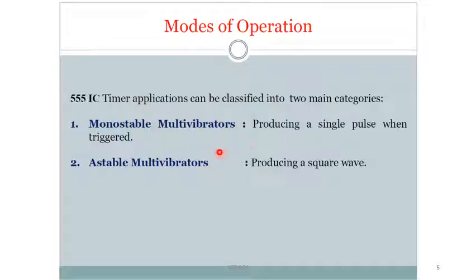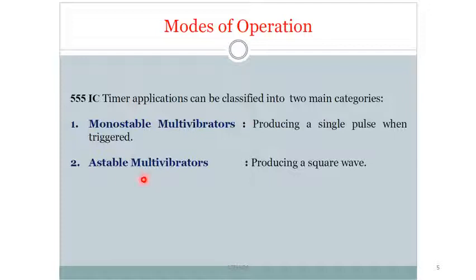The monostable multivibrator will produce a single pulse. As the name itself says, mono means single pulse. When triggered, it will produce a stable single pulse. So you are providing the trigger input here, and based on that, it will produce a stable single pulse. Multivibrators means it will provide something like oscillations.